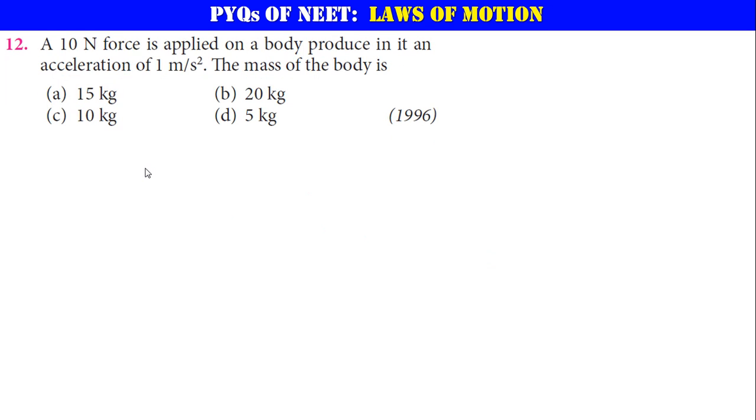Alright. Next, a 10 newton force is applied on a body, producing in it an acceleration of 1 meter per second square. The mass of the body is, so force is given, acceleration 1 meter per second square. Now what is the mass of the body? Mass m is equal to force by acceleration, 10 by 1. So 10 kg should be the mass.